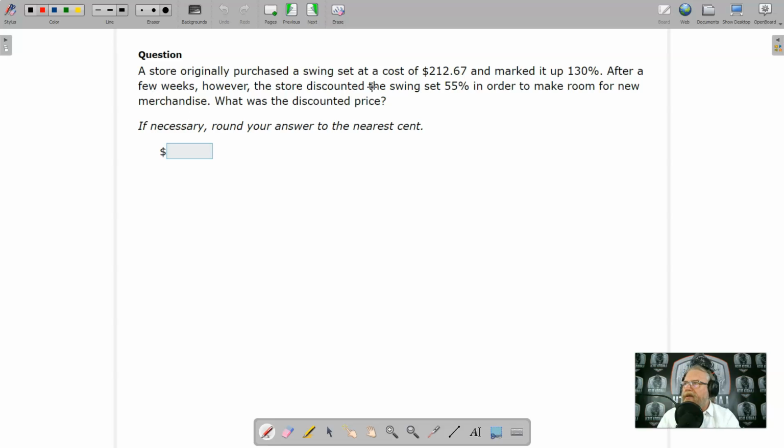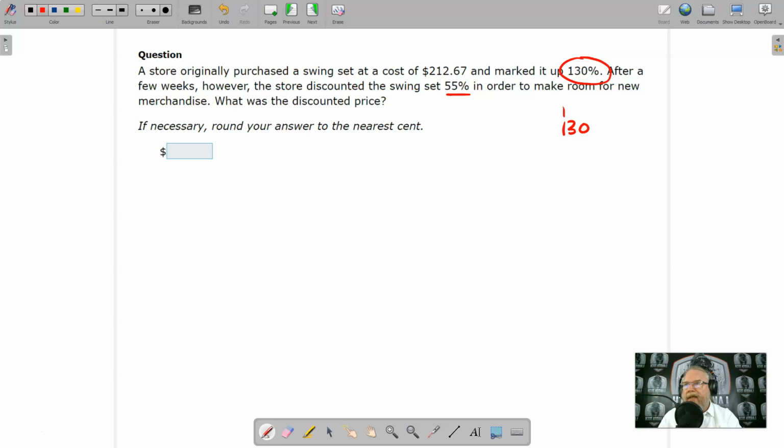A store originally purchased a swing set at a cost of $212.67 and marked it up 130%. After a few weeks, however, the store discounted the swing set 55% in order to make room for new merchandise. What was the discounted price? Well, before we can do this 55% discount, we have to figure out what they raised the price to originally. So they're raising it 130%.